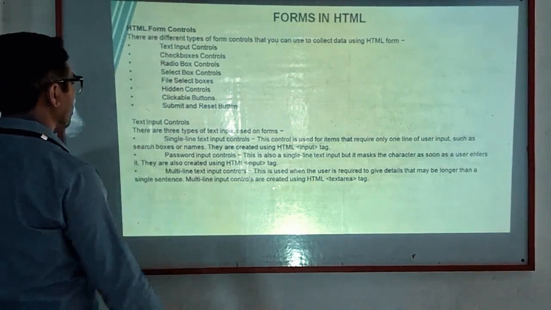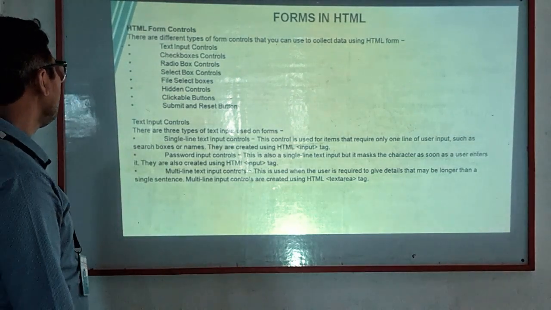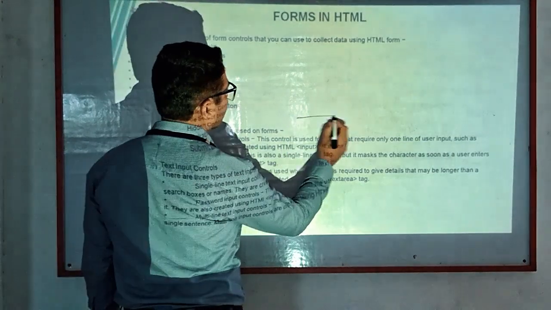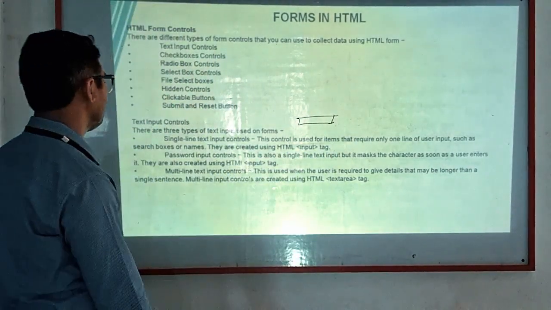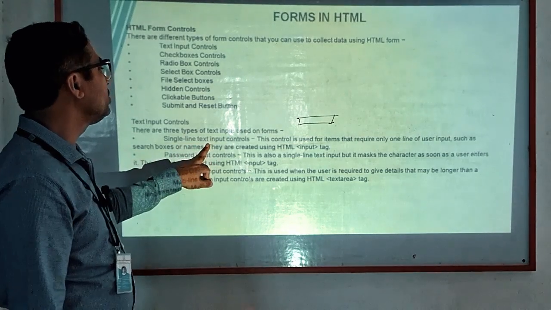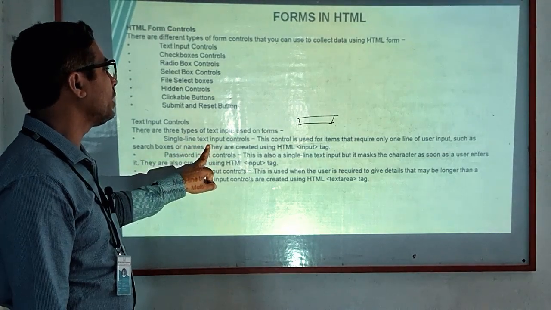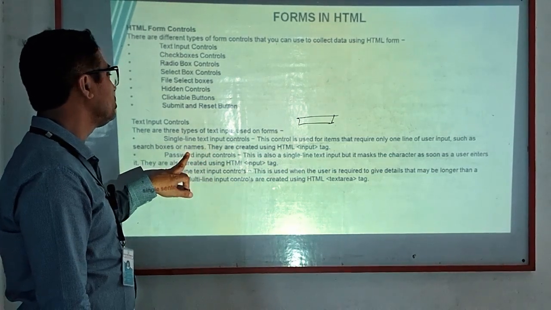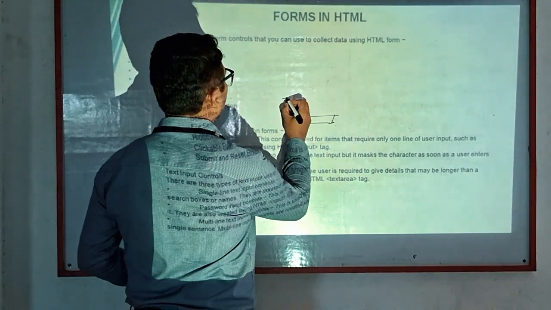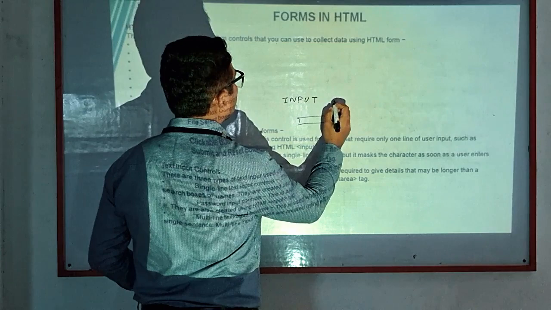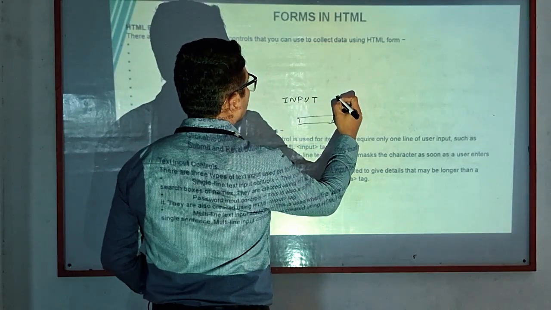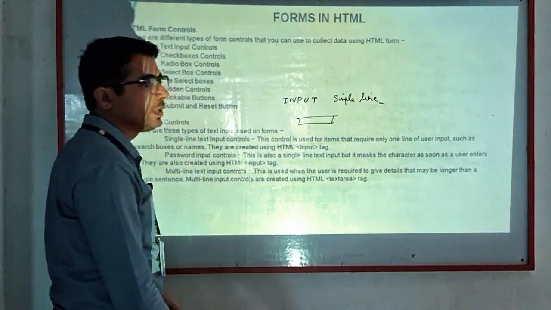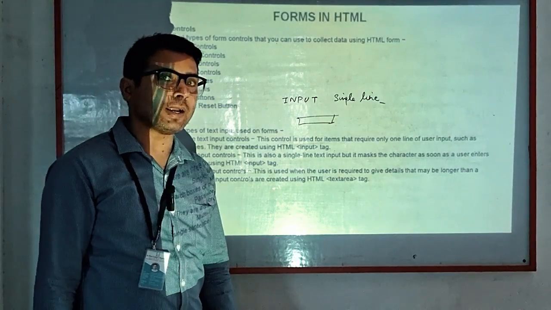Now, text input control. There are actually three types of text input control. Single line text input is called a text field. This control is used for items that require only one line of user input, such as boxes for names. They can be created using the input tag. With the help of the input tag, you can create single line text input fields.